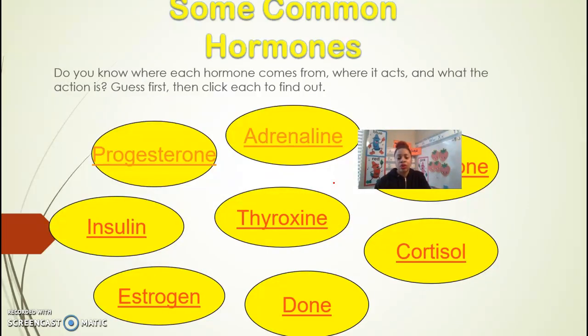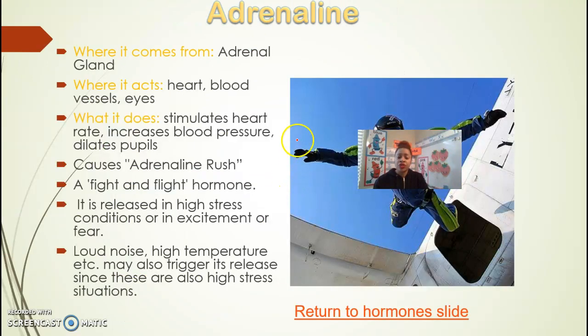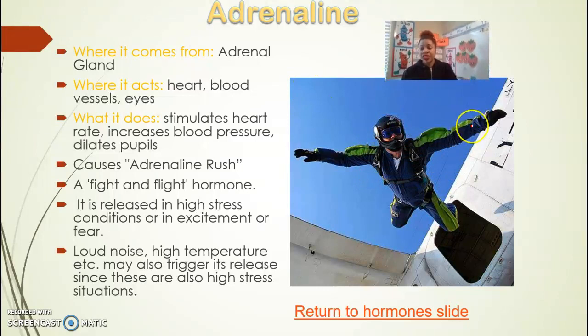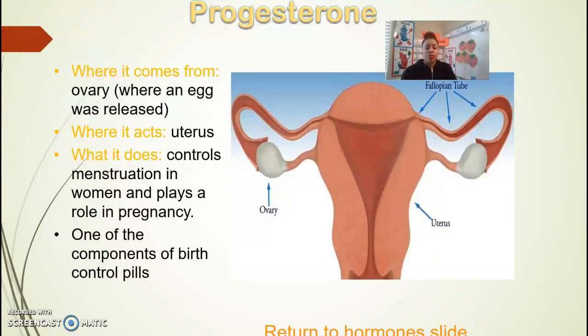So some common hormones: progesterone, adrenaline, testosterone, cortisol, estrogen, insulin. All right, just to name a few. See if you can click on some and see what they're connected to. Hopefully you know what adrenaline hormone is coming from, the adrenal gland. What it acts on and what it does. I want you to come back, make sure you read this. And I'm going to move my camera again so you can see my face.